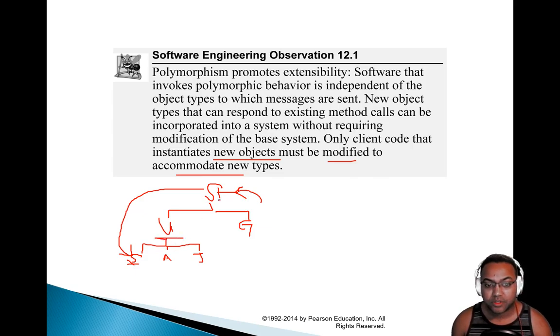They're inherited from the student class, which means that new object types that can respond to existing method calls can be incorporated into a system without requiring modification of the base system. Everything that happens here can also happen here. That's the power of polymorphism.